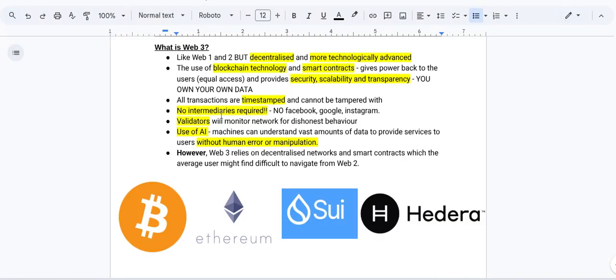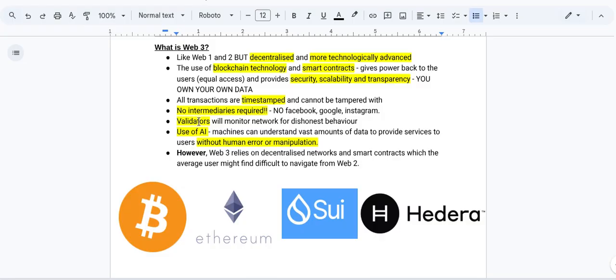And again, with no intermediaries, we don't have any Facebook, no Google, no Instagram required to process or to allow these actions to continue. And how this is done is via validators. So validators are basically people like myself, could be you, on a computer, and you can operate one part of a node on a network. And it can be hundreds or thousands to hundreds of thousands of these depending how big that network is.